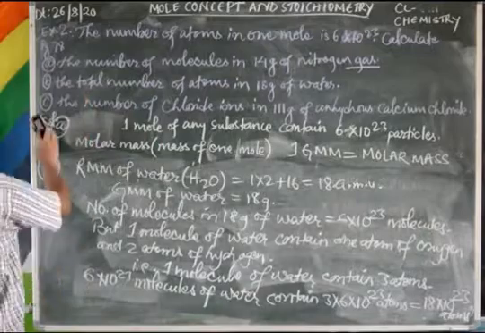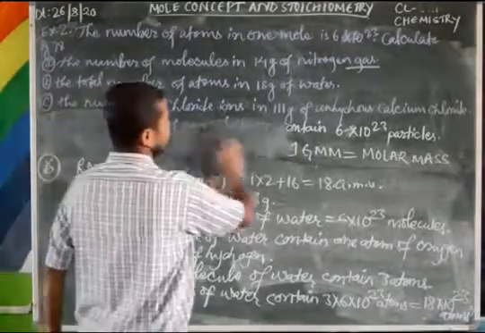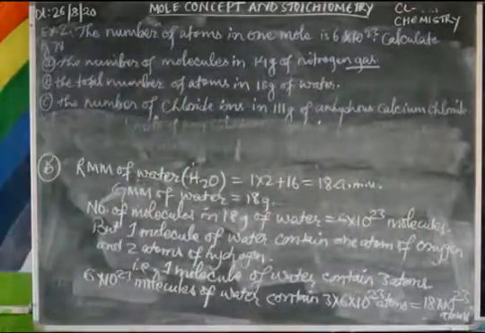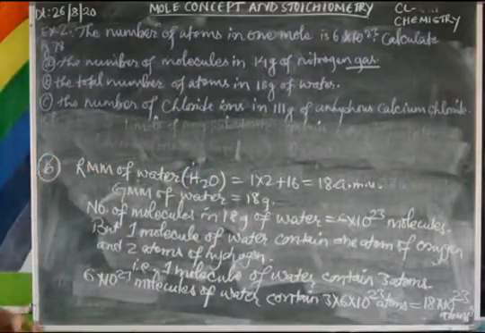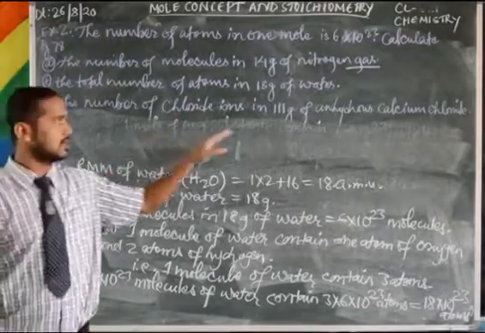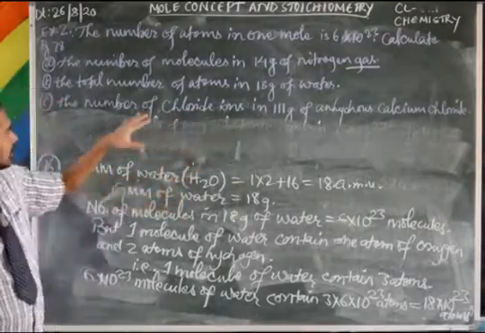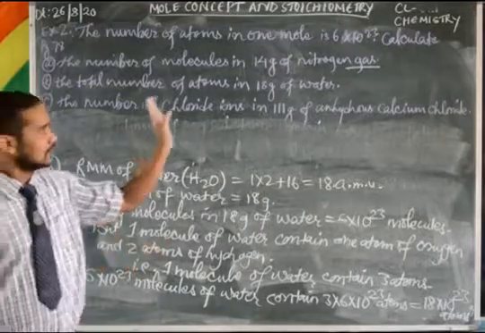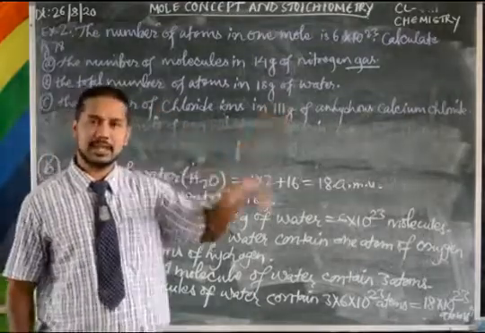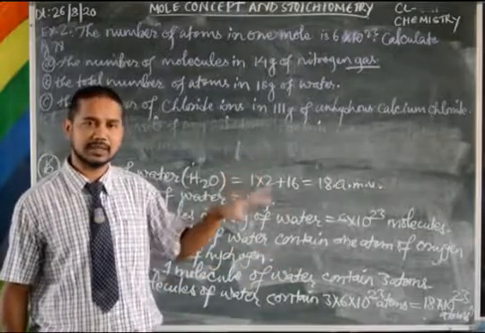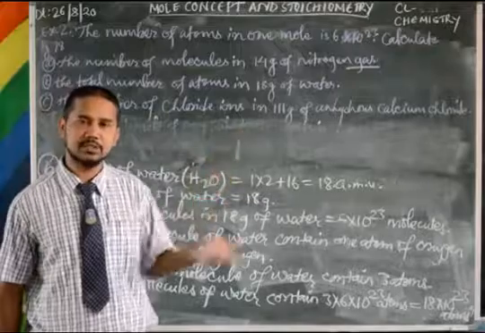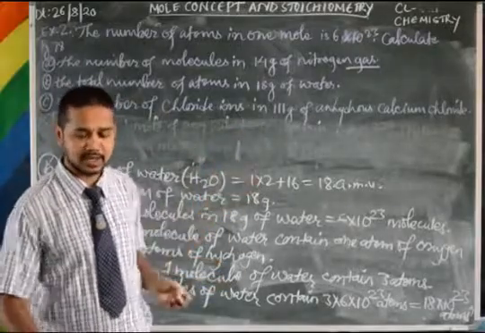Then last is question number C. Same way you will do. You find the molecular mass of calcium chloride. That will come 111 AMU. Then expressed in gram, it will be 111 gram only. 111 gram of calcium chloride contains 6 into 10 to the power 23 molecules, and then you can carry on.